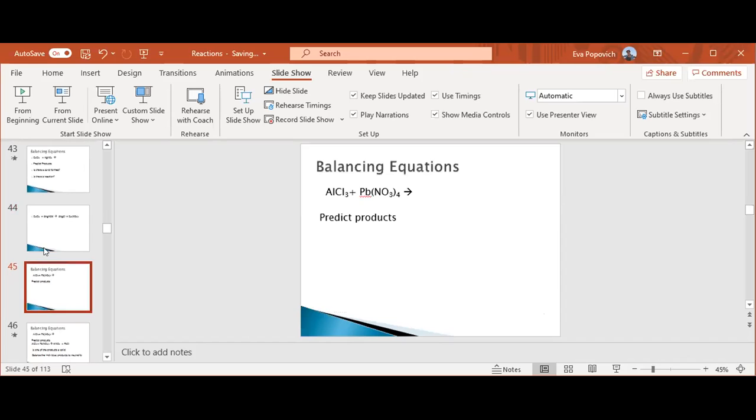This is where I'm going to begin on Thursday. I'm going to review this with this particular reaction, and then we're going to go on to ionic and net ionic equations. Then we'll go from there to single replacement, combustion and synthesis, and acid bases and decomposition.